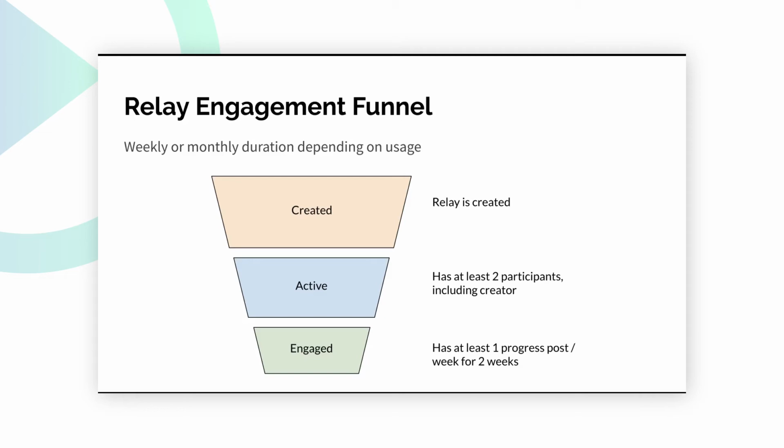This brings us to the last section, which is the engaged part of the funnel. And here I'm defining it as relays that have at least one progress post per week for at least 2 weeks. And again, this can be modified as time goes on. Maybe it should be 2 or 3 progress posts per week for 3 weeks or 4 weeks. It really depends on how the user behavior actually works out.